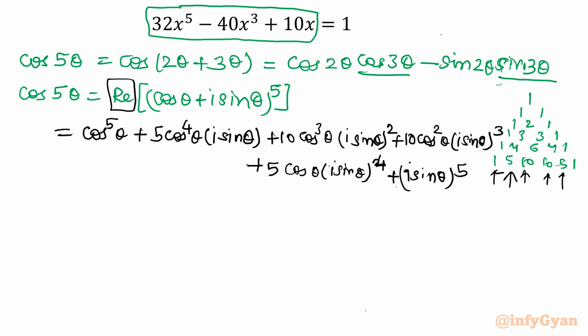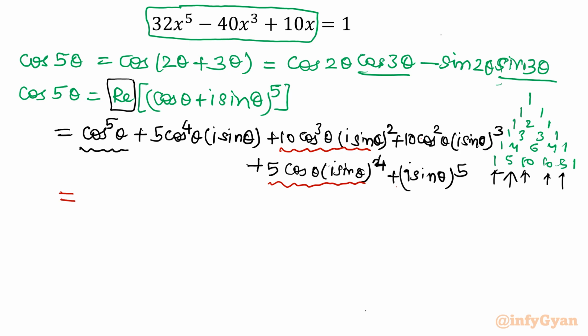From where will we have the real part? The first term. Clear? The first term, and see where i won't come. The third term, this term, i² is minus 1, so i will not come. And if you check the second last term, i^4 will give us 1. So if I collect all three terms, then our RHS is finalized.